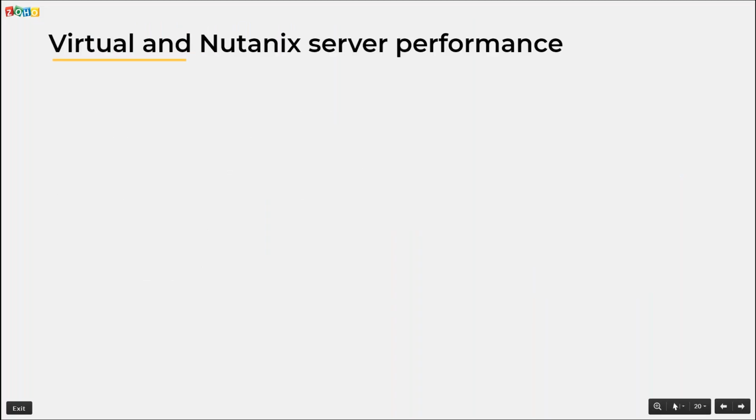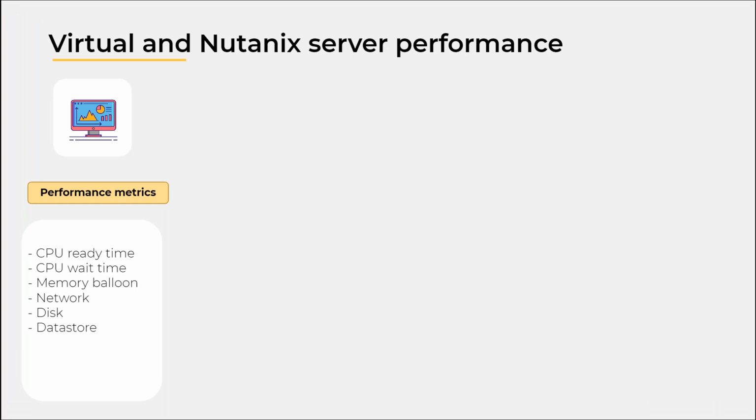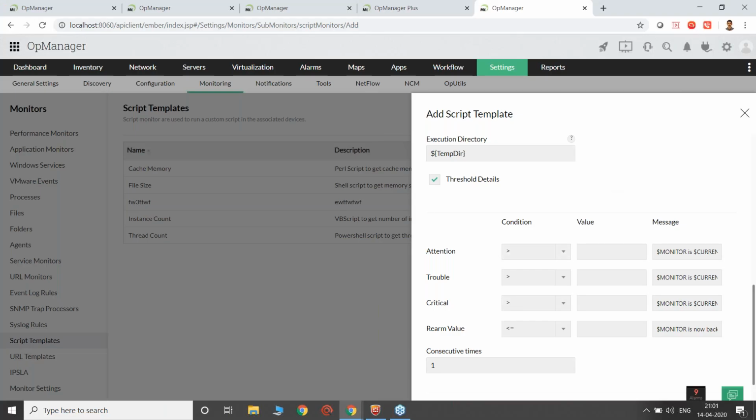So the next one is the virtual and Nutanix server performance. When it comes to virtual devices, we have various performance metrics which OpManager offers, especially for virtual based devices such as VMware, Hyper-V, Xen or even Nutanix. So you can get access to these performance metrics for VMware based devices. Let me show you on the UI where we have all these performance metrics.